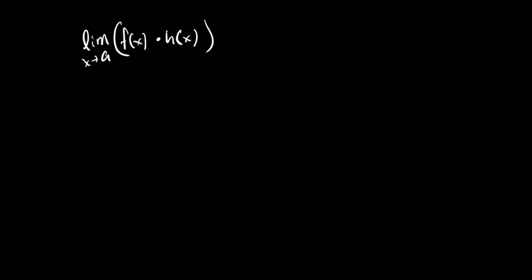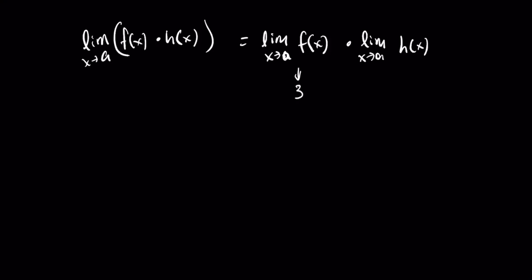Now let's take a look at this. And how can we split this? Well, easily we can just say limit as x approaches a of f of x times limit as x approaches a of h of x. And we can just multiply those out. So let's say, for example, we were getting the value of 3 here and 6 here. We can multiply them and get 18, and that works out perfectly. So we're allowed to do that, and that's one of the properties, like I mentioned with the multiplication property.